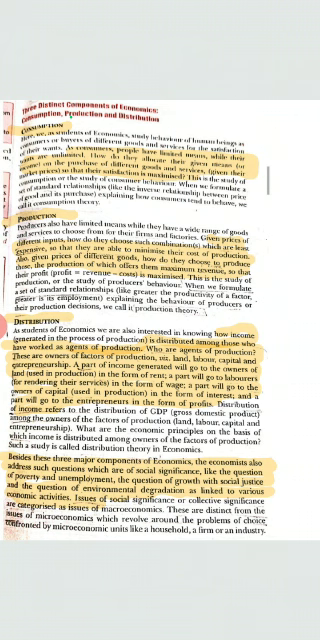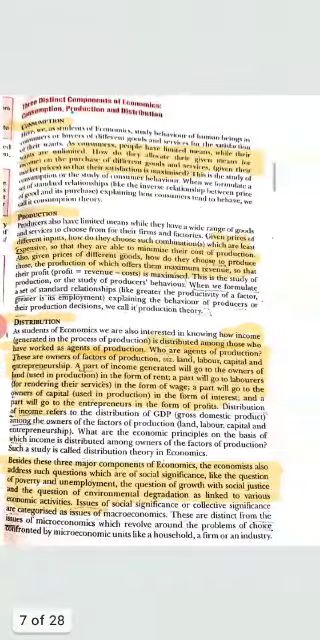So these are the three main components of economics: consumption, production and distribution. But in economics, we do not only study these three components. We also study other matters, like poverty, unemployment and environmental issues. But these are related with the economy as a whole, so these are the subject matters of macroeconomics.